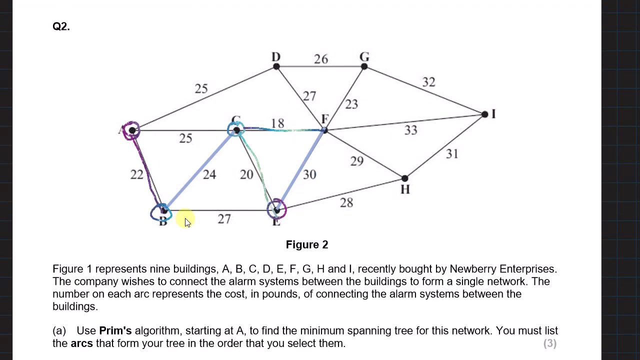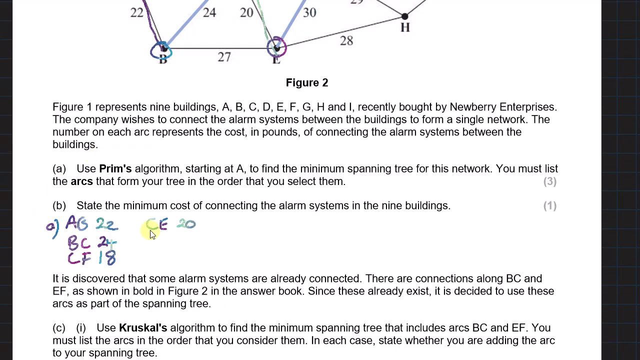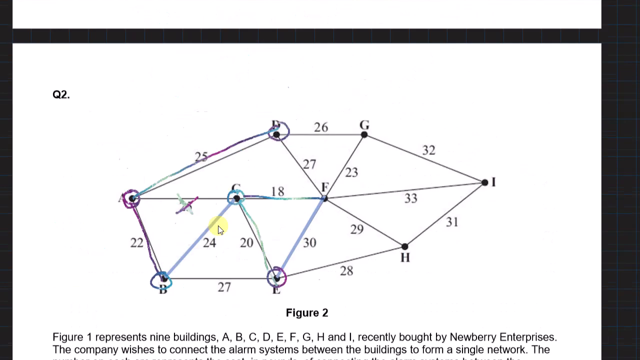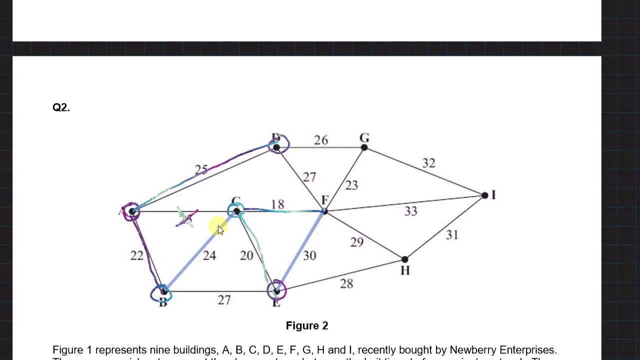Next cheapest one that doesn't form a cycle. So I've got a 28, a 30, a 27, a 25, and a 25. This 25 creates a cycle, so we're not going to use it. Okay, it's not adding a new node to my Prim's algorithm. Prim always likes to add a new node. So the 25 there, AD gives me 25. And 25. Next cheapest one to add is going to be the 26, which is DG.